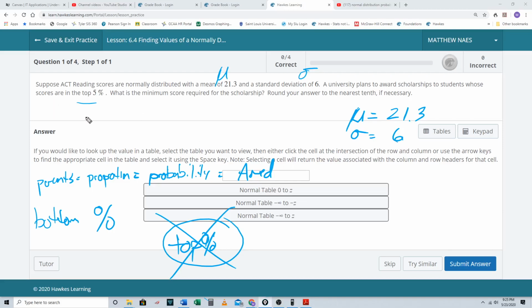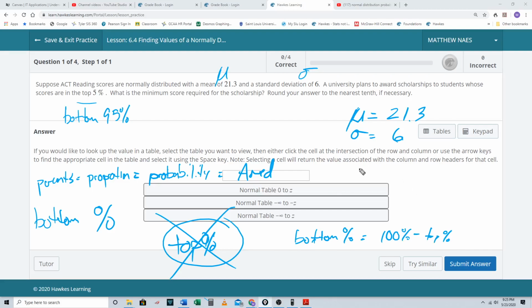Now, we cannot use top percent. It says a university plans to award scholarships to students who score in the top 5%. If you're in the top 5%, that means you scored above the bottom 95%. Basically, if they give you top percent, bottom percent equals 100% minus top percent. So if you need the bottom percent, just subtract it from 100, and you have your bottom percent.